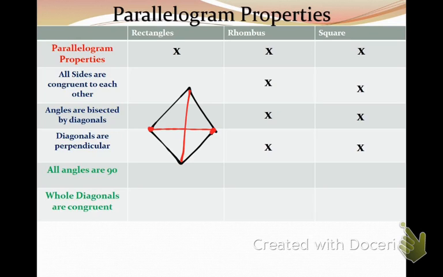So let's think about this. Let's say that this angle was 25. Okay? What does that mean the other half of the angle is for a rhombus? 25. Okay? A rhombus is also a parallelogram. What do you know about the opposite angles in a parallelogram? They're congruent. So that means the angles across are 25 and 25 as well.